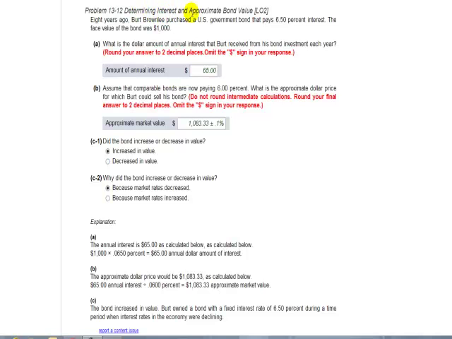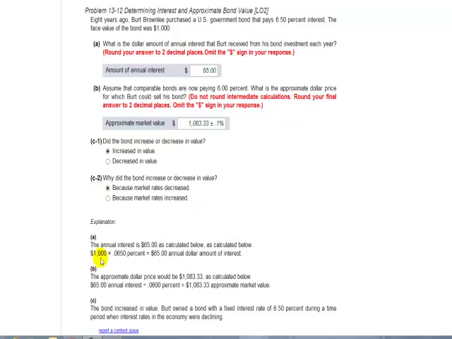Determining interest and approximate bond value. 8 years ago, Bert Brownlee purchased a U.S. government bond that pays 6.5% interest. The face value of the bond was $1,000. Part A. What is the dollar amount of annual interest that Bert received from his bond investment each year?